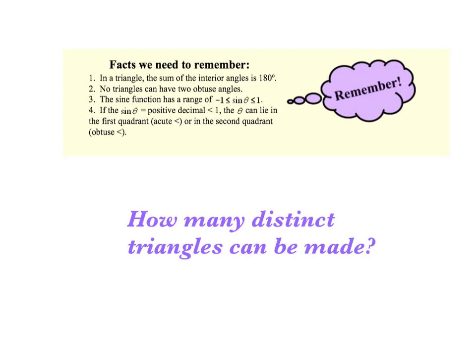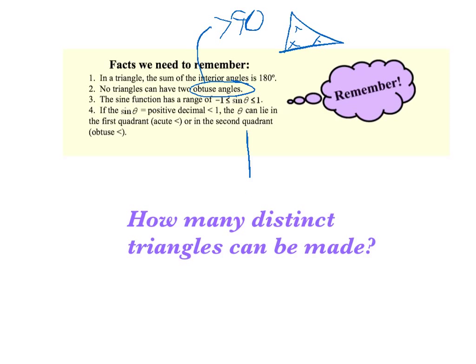So again, let's review some quick geometry facts. Number 1, and please write these down. In a triangle, the sum of the interior angles is 180. So this angle plus this angle plus this angle all have to add up to 180. No triangles can have two obtuse angles. And obtuse, of course, means greater than 90 degrees. The sine function is going to range from -1 to 1. And if sine theta equals a positive decimal less than 1, it can lie in the first or second quadrant.